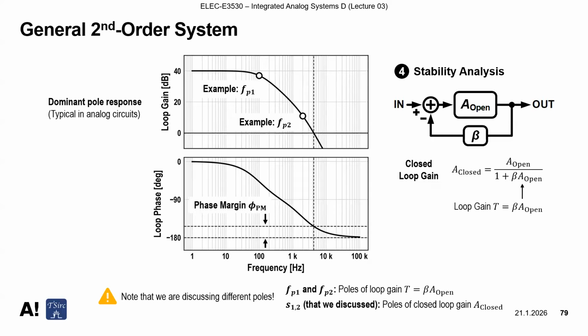And then we are discussing different poles. Those fp1, fp2 are poles of the loop gain here. Only this part, within the denominator, within beta times A open, the open loop gain. That is the loop gain. So these are poles of the loop gain. There are also poles of the entire closed loop gain. So we are now talking about different things. The poles of the closed loop gain are, let's say, s1, s2.